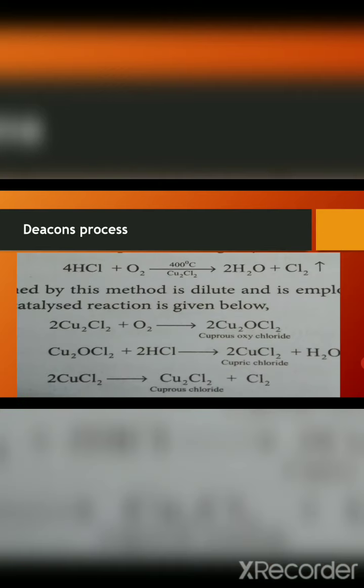The next manufacturing method is Deacon's process. In Deacon's process, a mixture of air and hydrochloric acid is passed through a chamber containing a number of shelves and pumice stones soaked in cuprous chloride, Cu2Cl2. Hot gas at about 723 Kelvin is passed through a jacket that surrounds the chamber.